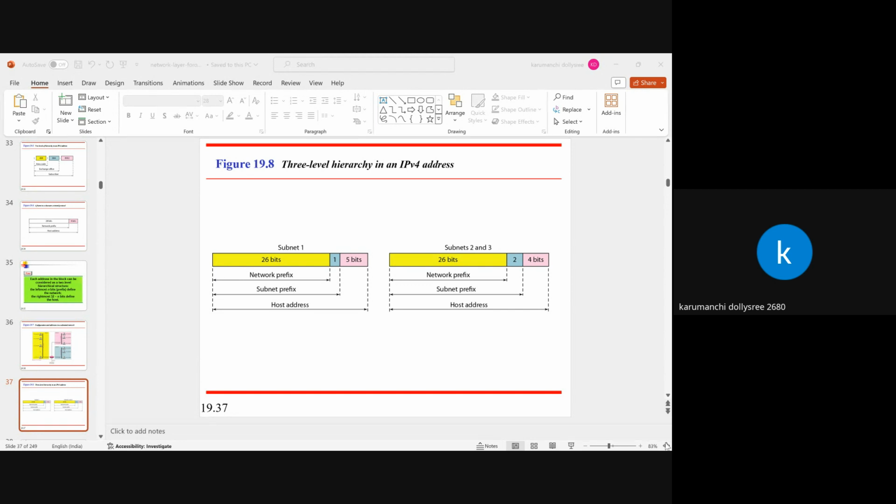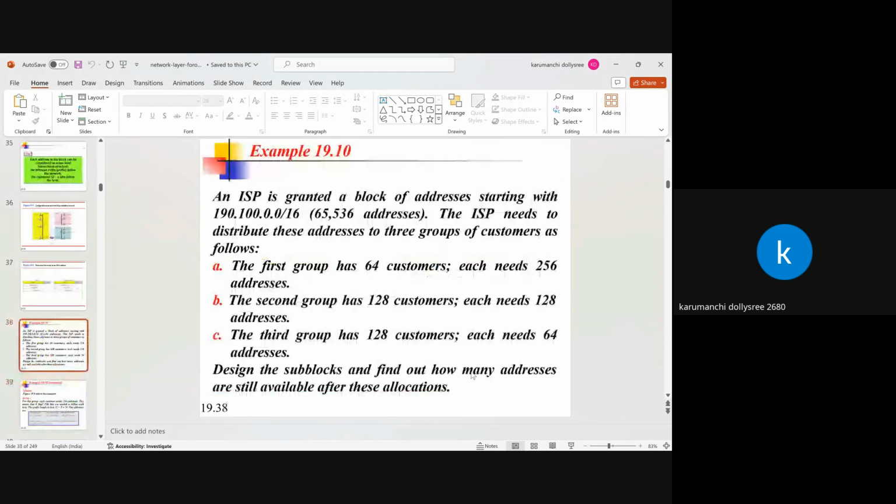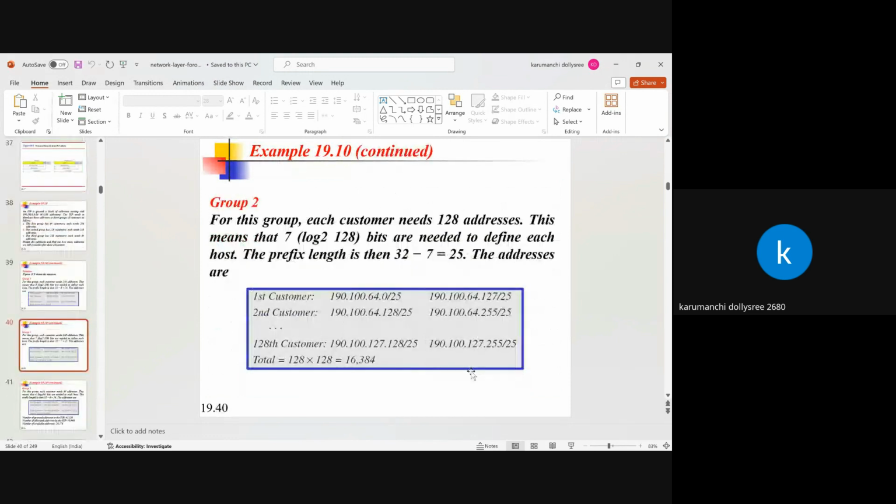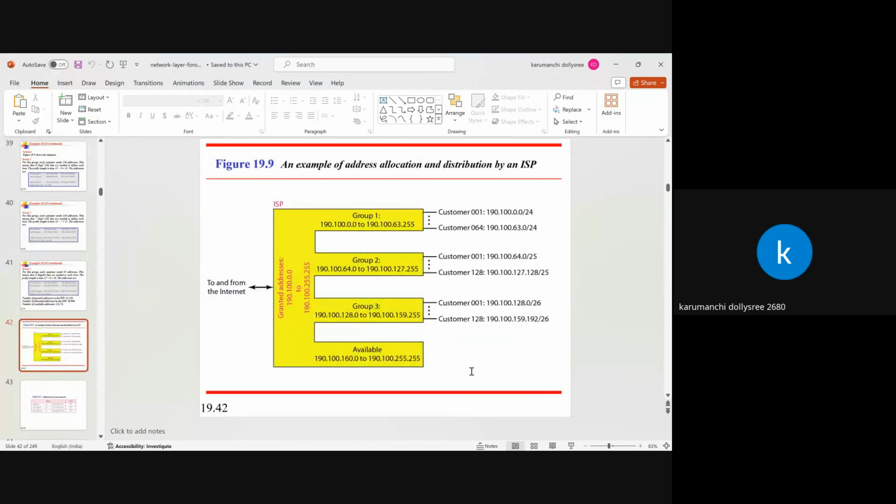So this is called address aggregation. How we aggregate the addresses from many blocks to one block granted to the internet service provider. If you see this example, this is how address allocation and distribution is done by internet service providers. The large group is divided into small subgroups. The subgroups are again divided by the internet service provider, and it will give them to that particular customer, right? Yes or no?